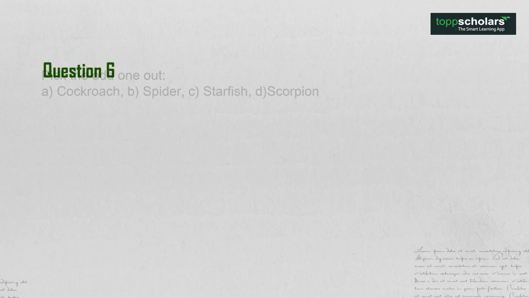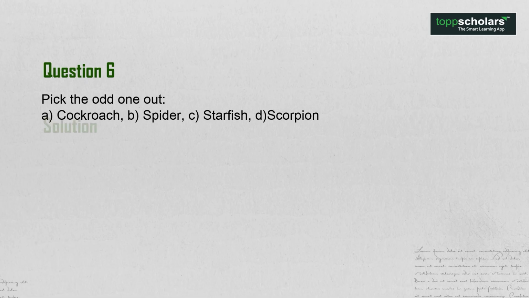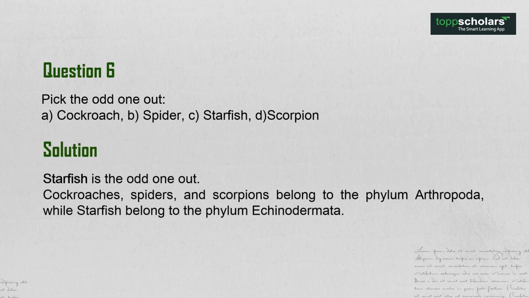Question 6. Pick the odd man out. A. Cockroach, B. Spider, C. Starfish, and D. Scorpion. The answer is starfish. Solution. Cockroaches, spiders, and scorpions belong to the phylum Arthropoda, while starfish belong to the phylum Echinodermata.